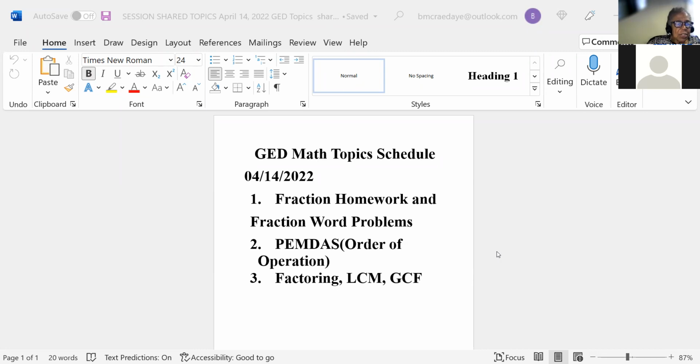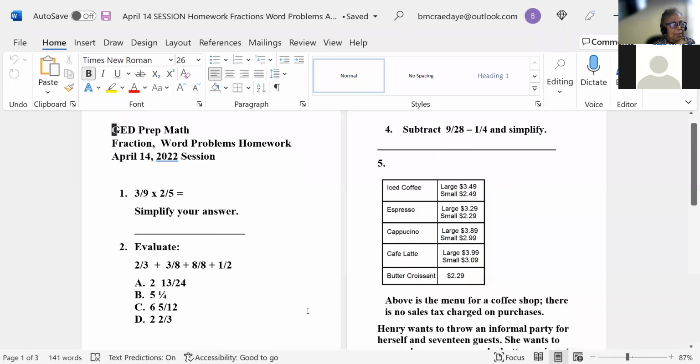Do you see the screen, the topic schedule? Yes, GED math topic schedule. Okay, today's date. We'll do our homework first, and then we'll look at some fraction word problems, and hopefully we'll get to some order of operation problems. Now, did you do your homework? No, Miss Barbara. Okay, let's look at our homework. Let me do a new share and bring up the homework. Okay, let's do it together then.